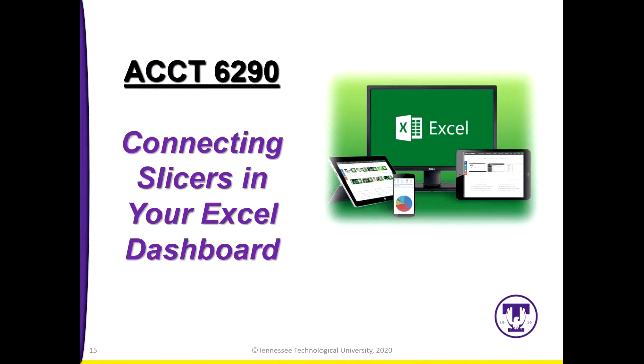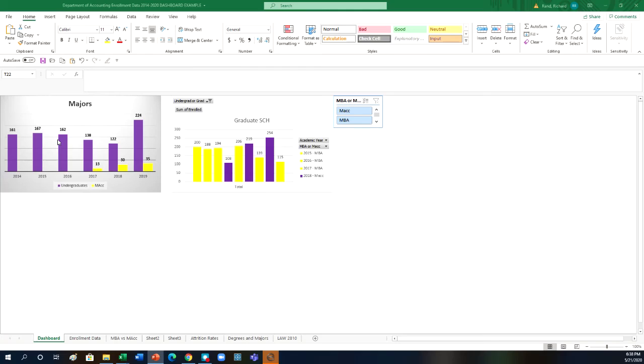What we're going to do is start with the dashboard we had in the previous lecture, and I'm going to add some things to it, and then we're going to see how we can connect our slicers so we only have to have one slicer that will do multiple tasks for us. So if you recall, our dashboard looked like this so far.